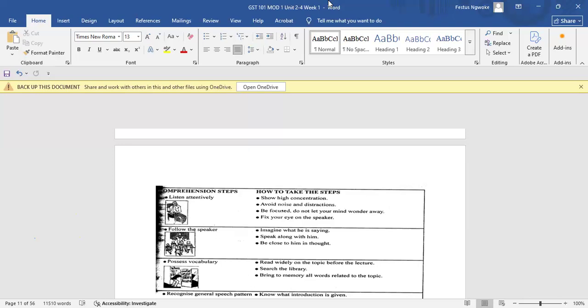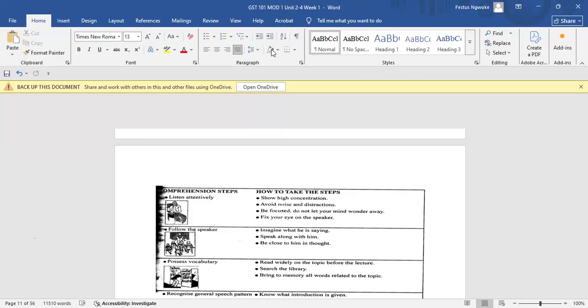Follow the speaker. Imagine what he's saying. Speak along with him and be close to him in thought. That is to say, you begin to envisage. Follow his line of thought and begin to meditate. And also envisage what he could say, or the angle the thought process is going, or, if it is a story, where the plot of the story is going. That is how people could guess what the speaker intends to say. So follow the speaker. I'm just repeating what we have said.